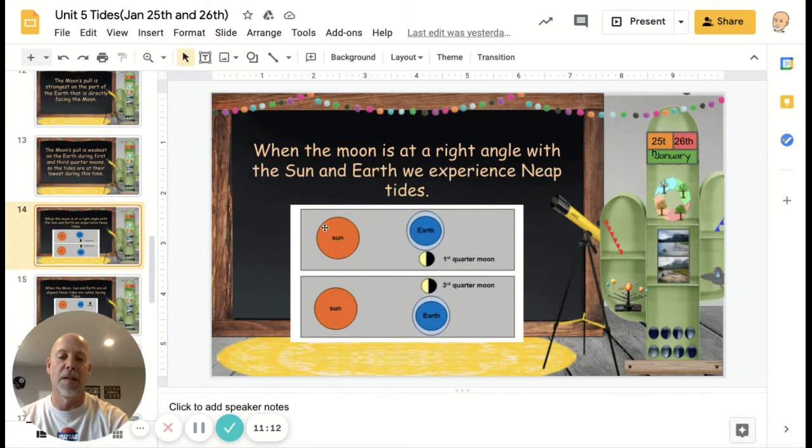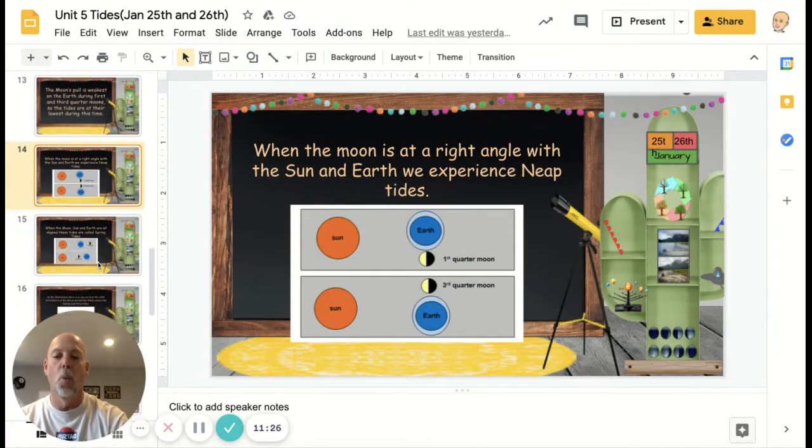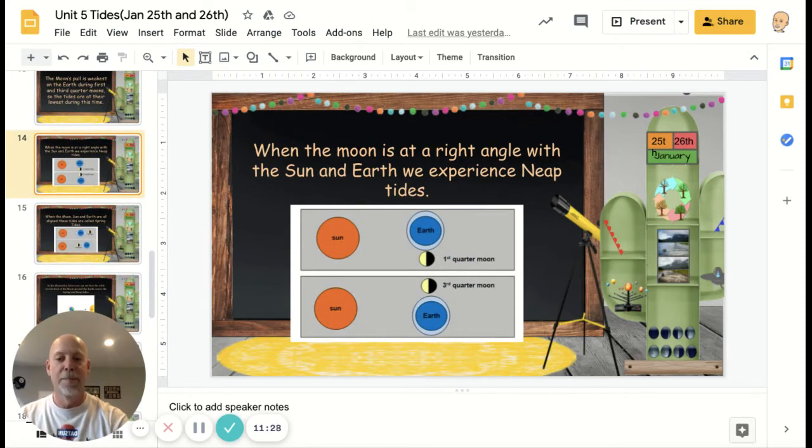Okay. So here these pictures show a little bit better because the sun's here. That last picture didn't have the sun in it. So here's the sun, here's the Earth, there's your first quarter moon, and you see it's a right angle. They form a right angle. If you drew a line from the moon to the Earth, Earth to the sun, it's a right angle. Same way with your third quarter moon. Okay, remember, they're going to be your weakest or lowest tides.